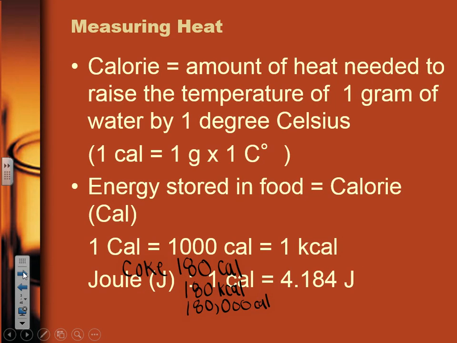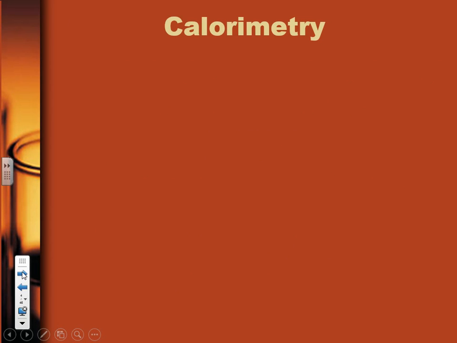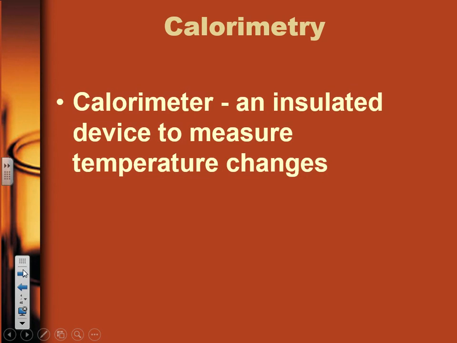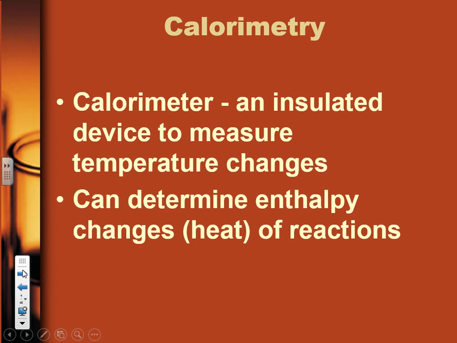All right, and then we also have another unit of energy that we'll be using, and that is a joule. 1 chemistry calorie equals 4.184 joules. That'll be a really easy one to convert between. Okay, so a calorimeter is an insulated device to measure temperature changes. Your fancy calorimeter that you used in this lab was made up of a soda can. It can determine what's called enthalpy changes or heat of reactions. We'll talk more about enthalpy in the second lesson.